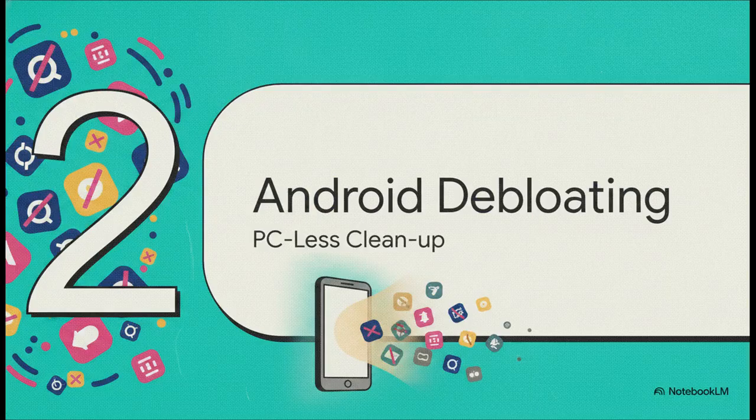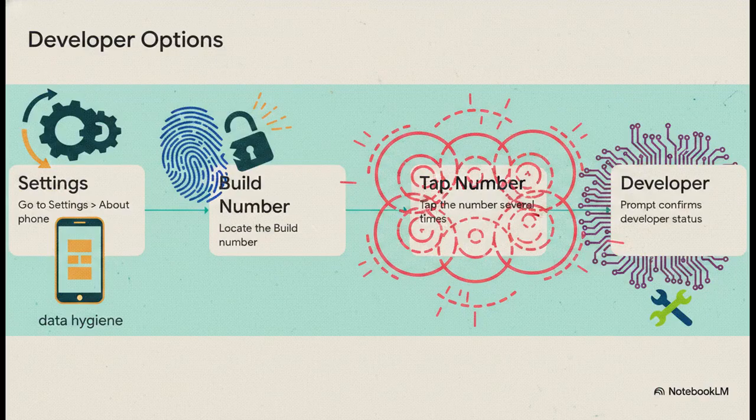Moving on to part 2, advanced Android debloating, specifically doing a PC-less cleanup. All right, time to plunge a bit deeper into advanced power user tweaks. What do you do about that annoying factory bloatware that the manufacturer absolutely refuses to let you uninstall? Well, first, we have to unlock the developer options. Go back into Settings, tap About Phone, locate your build number, and just tap that number repeatedly until a little prompt pops up saying you are now a developer. Boom, you've just unlocked advanced system controls.